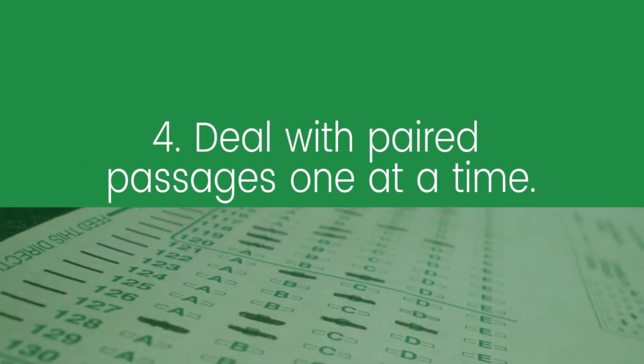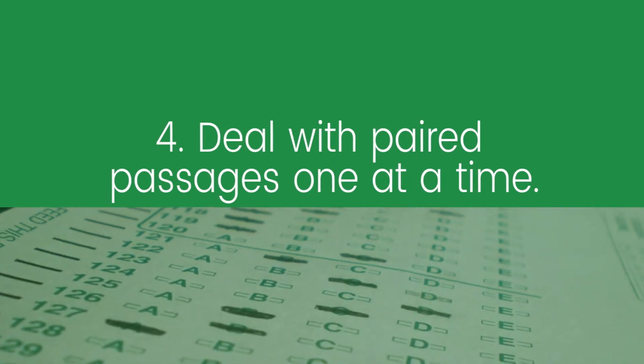Tip number 4, deal with paired passages one at a time. Almost every ACT is going to have one set of paired passages. They're easy to spot because it says passage 1 and then passage 2, and then the answer choices are broken up, where first we'll have questions about the first passage, then questions about the second passage, and then questions about the 2 passages in relationship to one another.